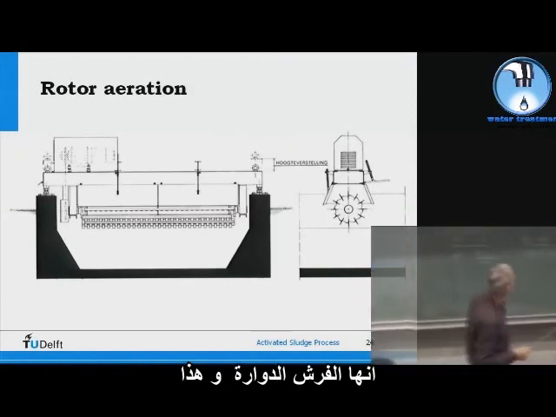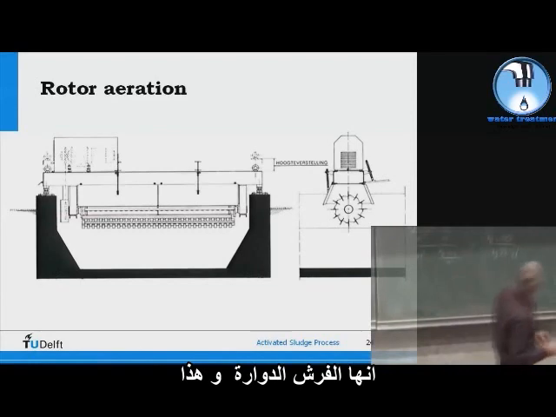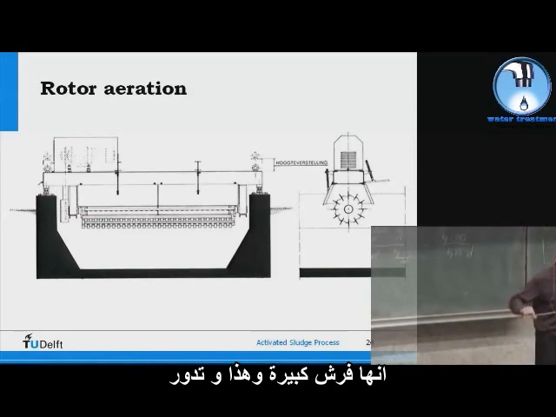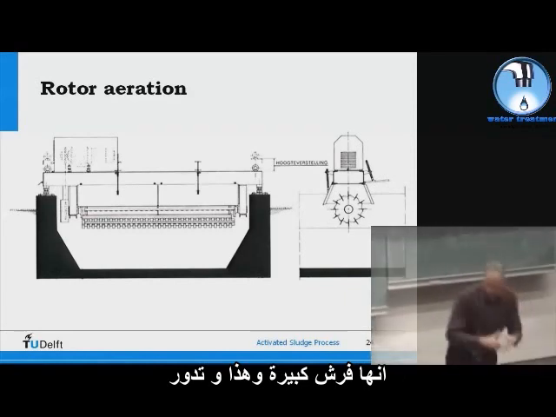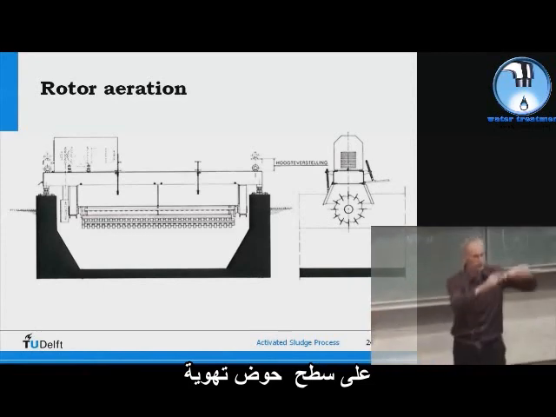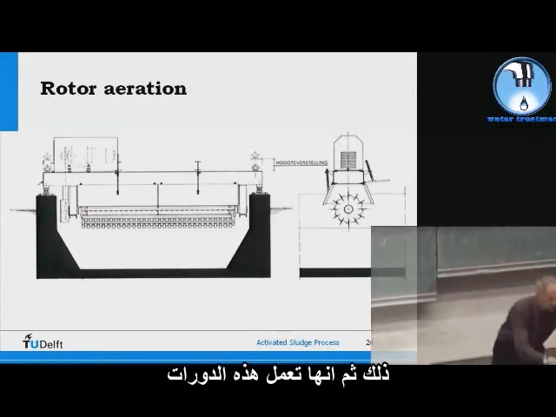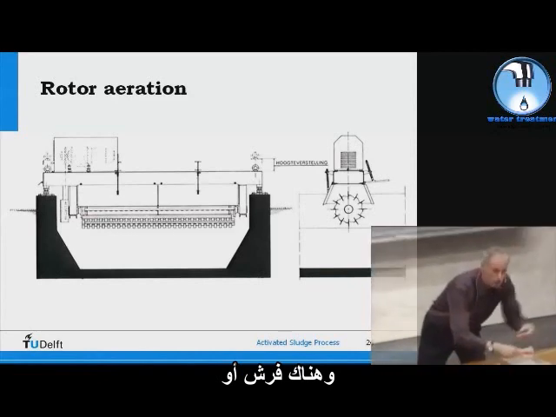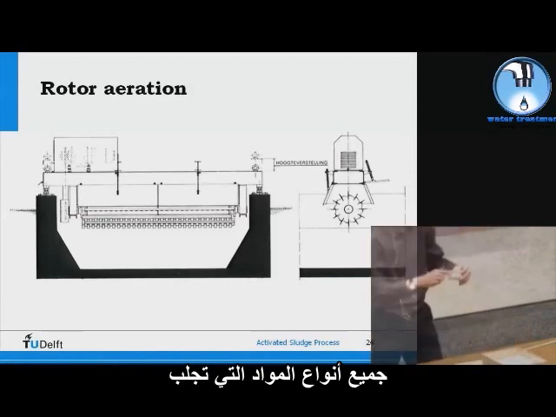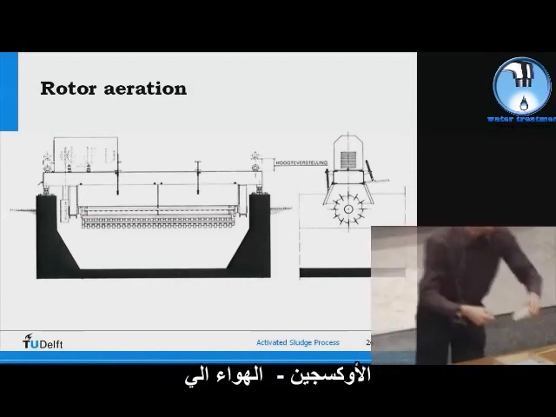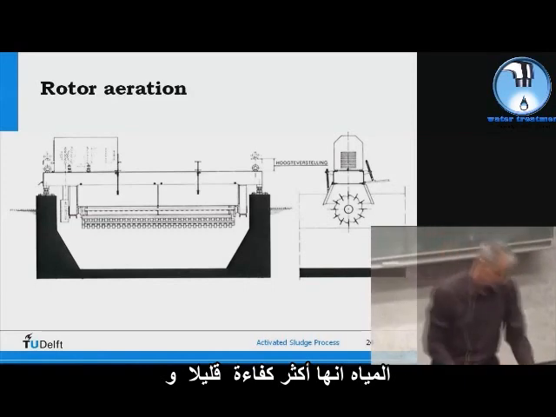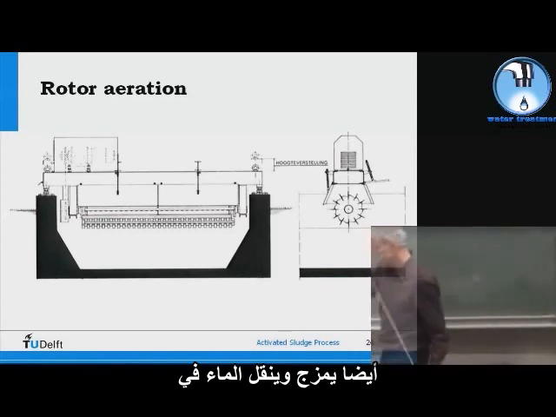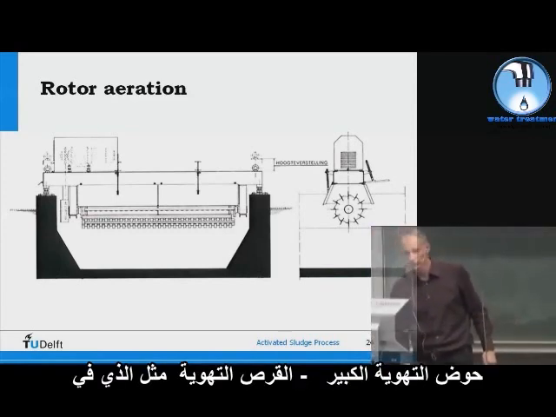That's a rotor aeration. If this is a cross section of an aeration tank, it's a big rotor that's turning on the surface of the aeration tank. So then it's making this revolution. And there are brushes or all kinds of materials which bring the oxygen, the air, in the water. It's a bit more efficient, and it also mixes and transports the water in a big aeration tank.